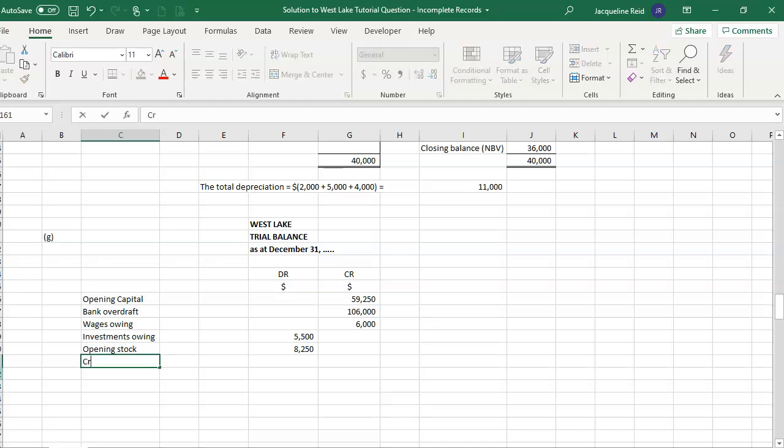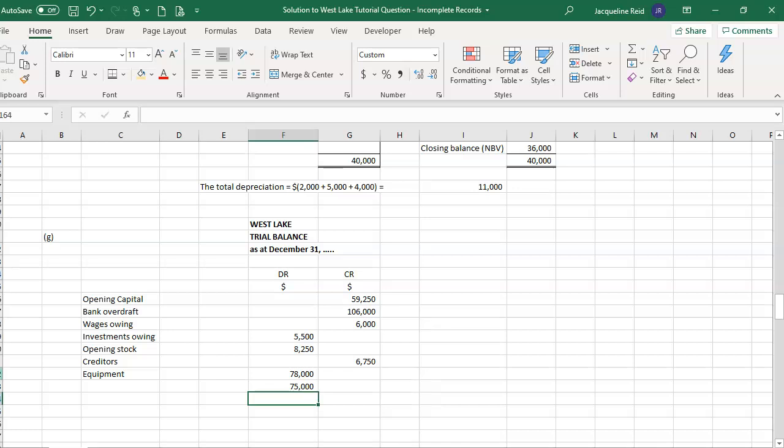Then we have the creditors, and the creditors closed with $6,750. So we're just putting back the figures straight from the table. The equipment was $78,000, and it is an asset. The machinery was $75,000, and the motor vehicle was $36,000. So let's put those in.